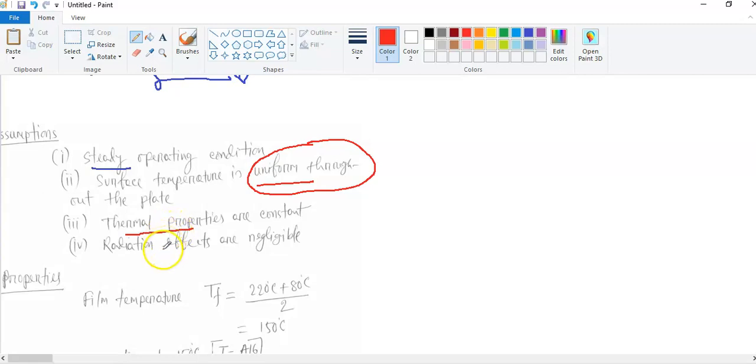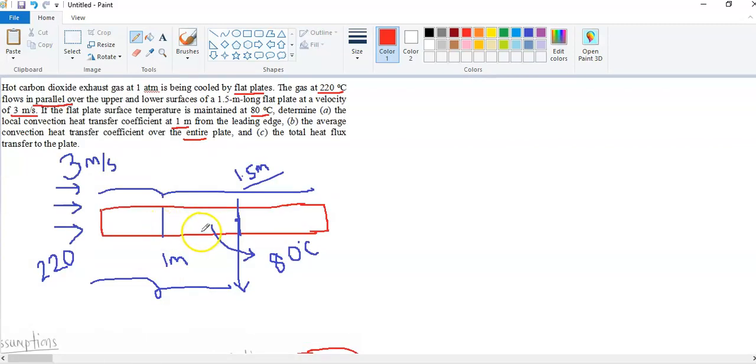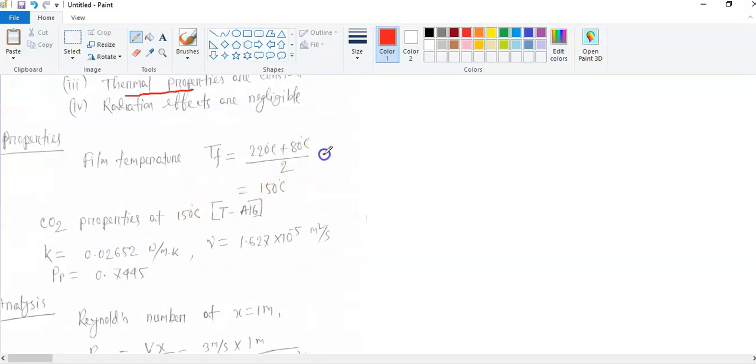So what we will do, we will calculate the film temperature. I discussed earlier why we need the film temperature. In this case, the film temperature formula is the surface temperature and the atmospheric temperature. This is just the arithmetic mean of the surface temperature and the atmospheric temperature.